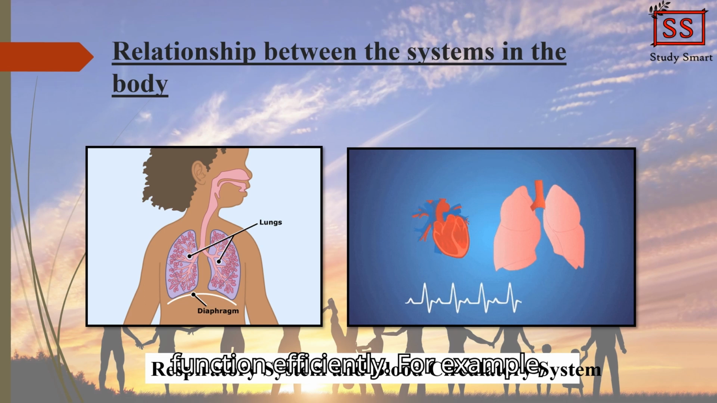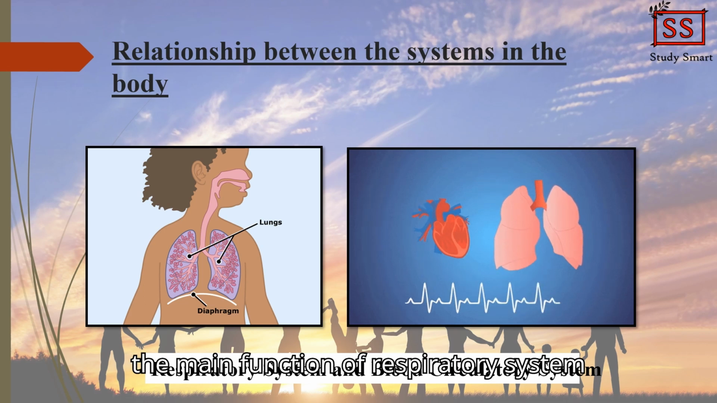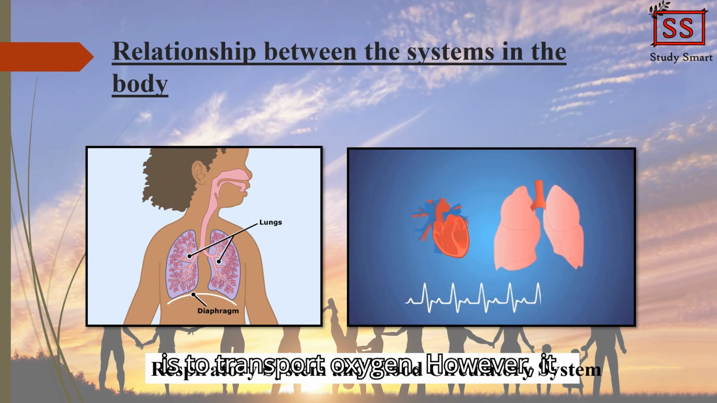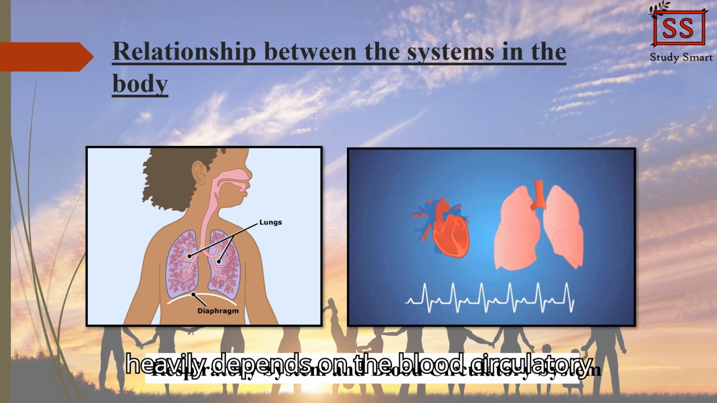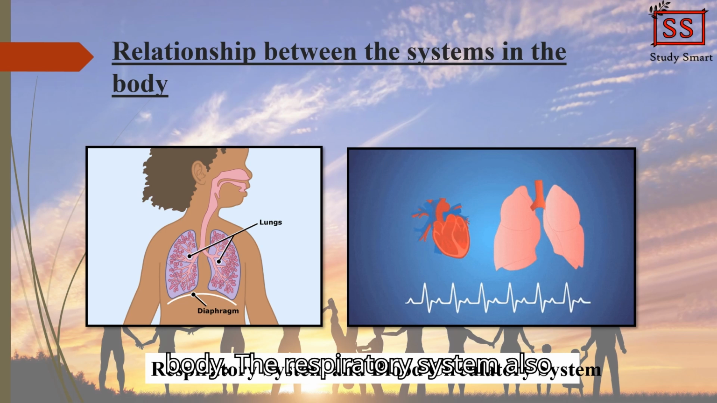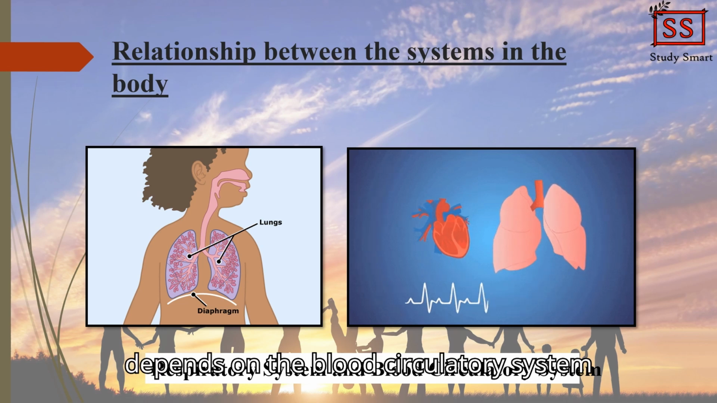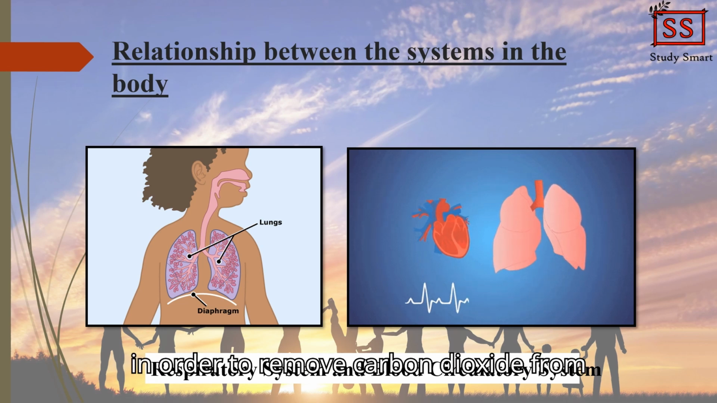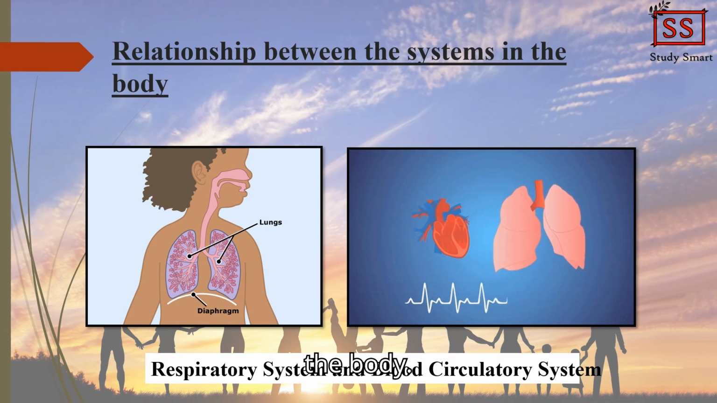For example, the main function of the respiratory system is to transport oxygen. However, it heavily depends on the blood circulatory system to transport oxygen to the whole body. The respiratory system also depends on the blood circulatory system in order to remove carbon dioxide from the body.